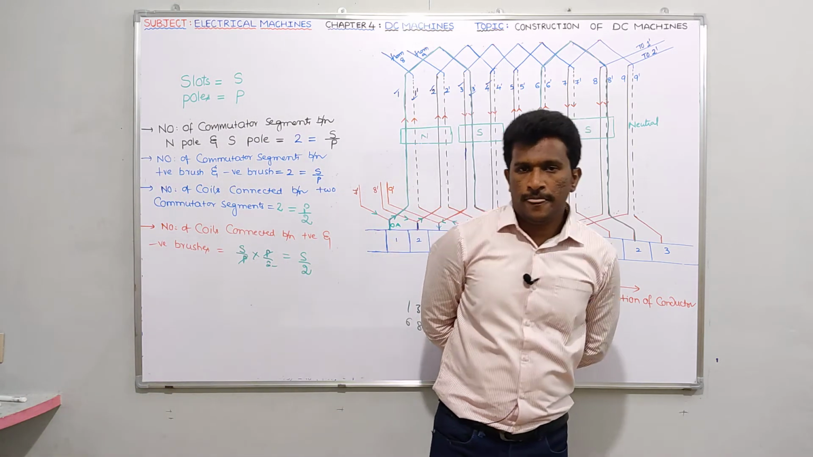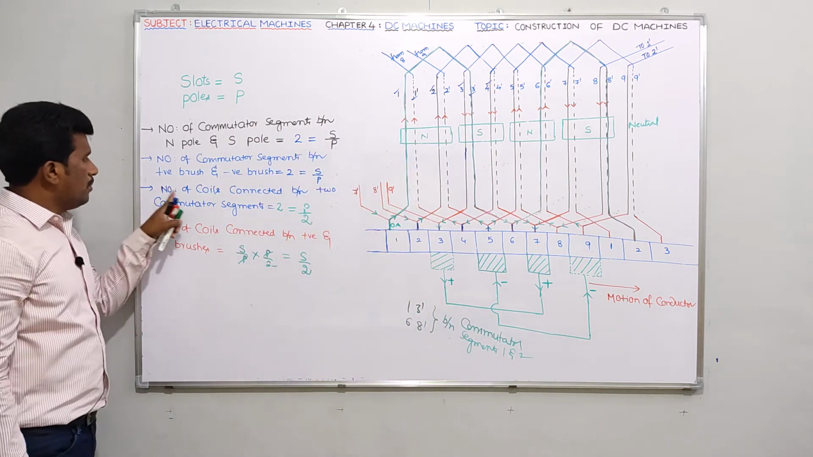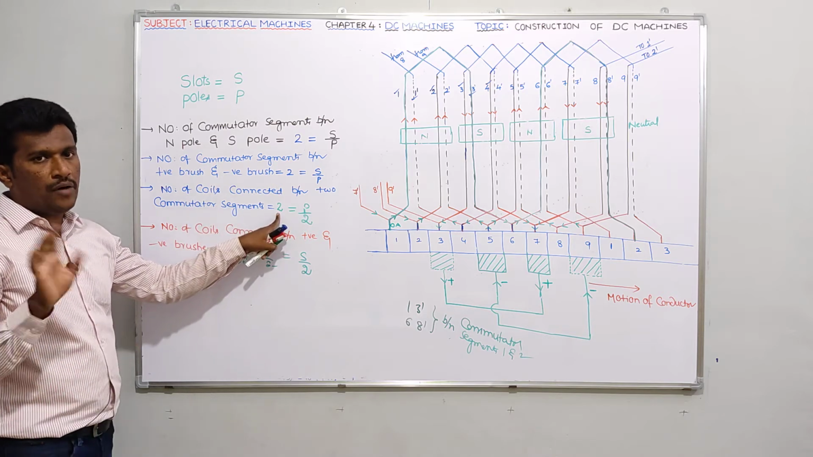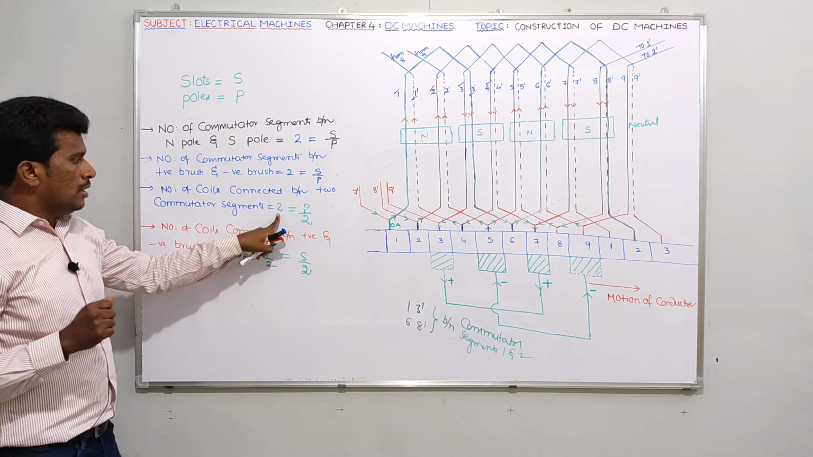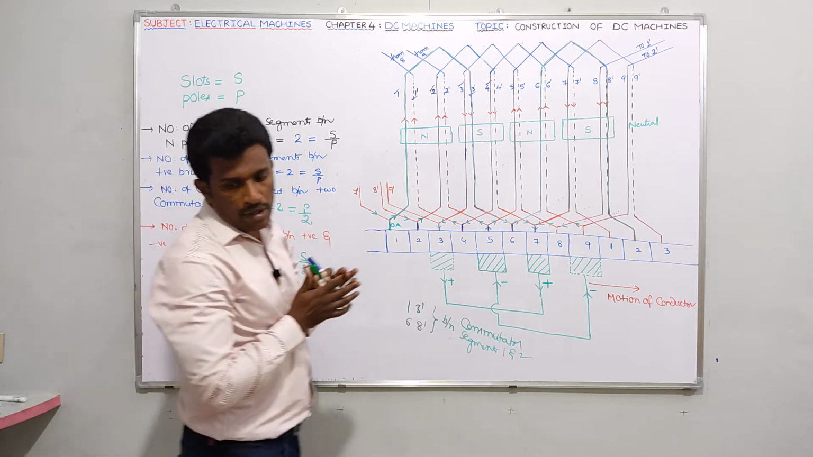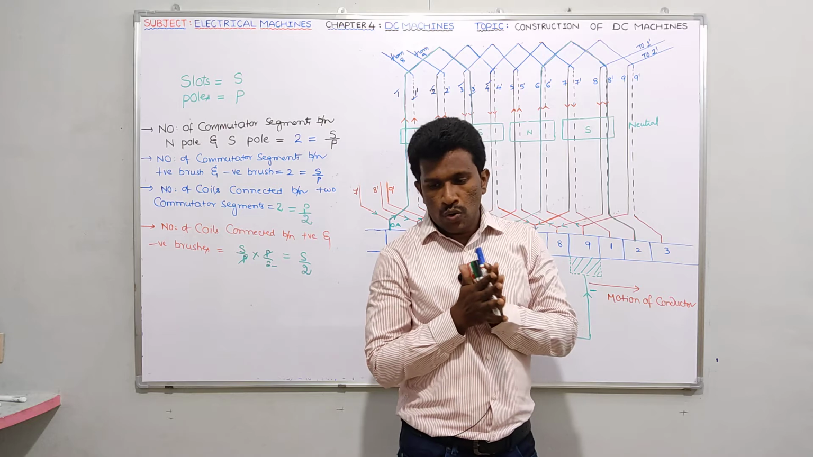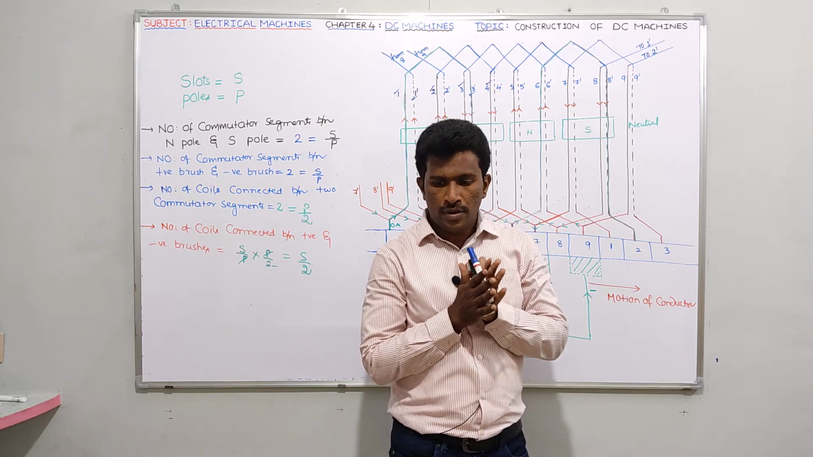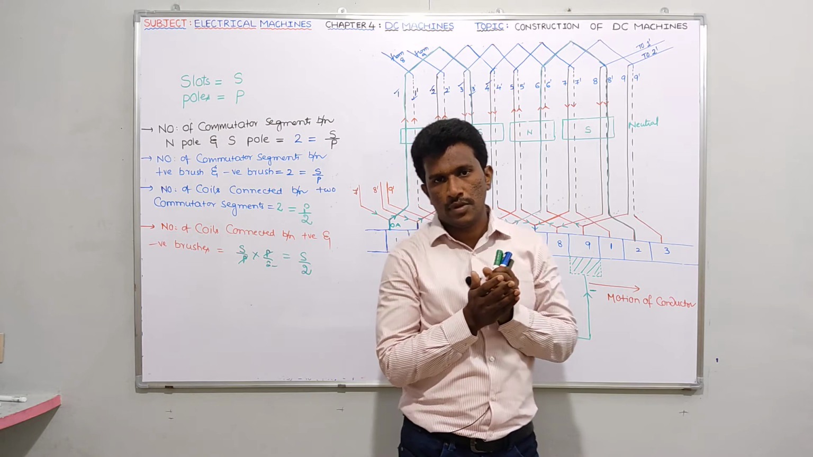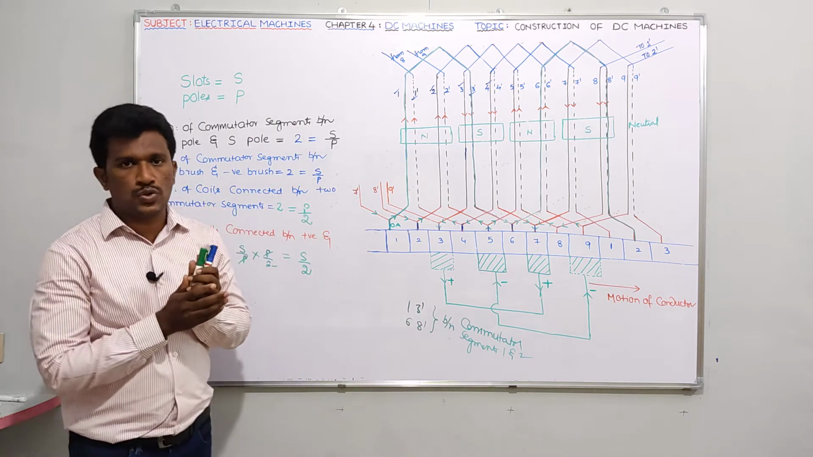Next point. See, here I told you the number of coils connected between two complete segments is 2 in wave winding, whereas in lap winding you will get 1. Note that down: in lap winding, the number of coils connected between two complete segments equals 1.